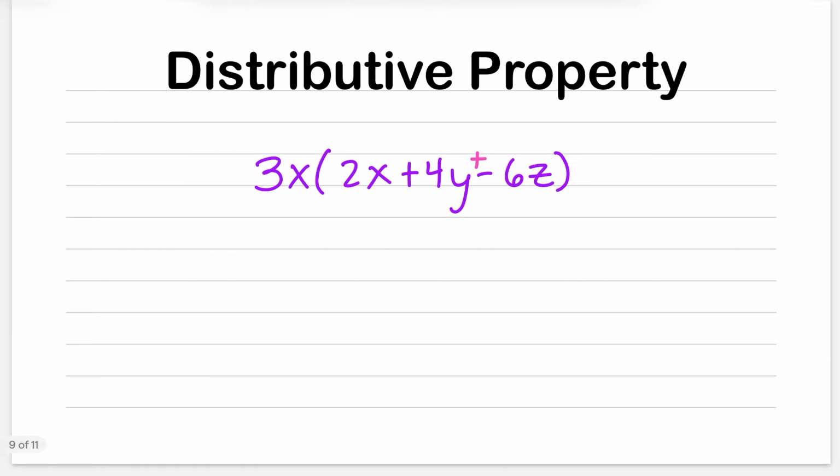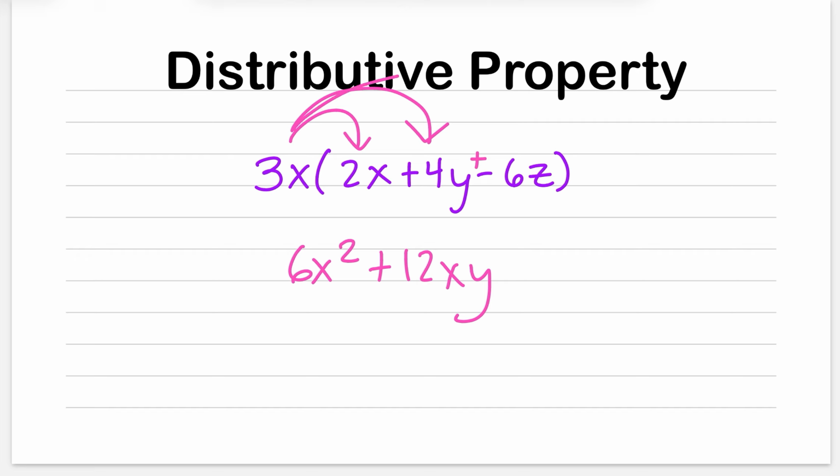We will get the same answer using the arrow method. For the arrow method, I'm going to multiply the 3x times the 2x to get 6x squared, the 3x times the 4y to get 12xy, and the 3x times the negative 6z to get negative 18xz. All three methods gave us the same answer.